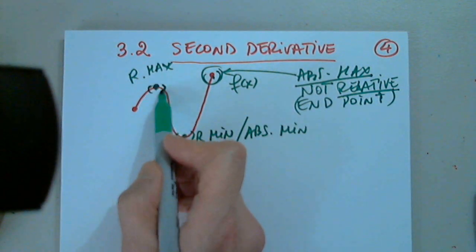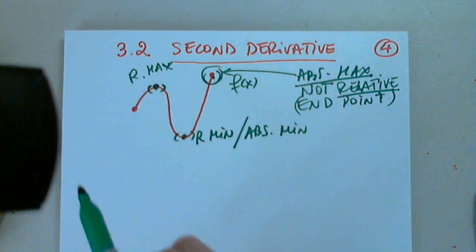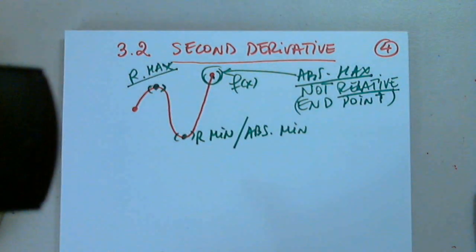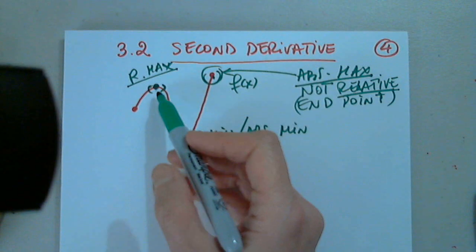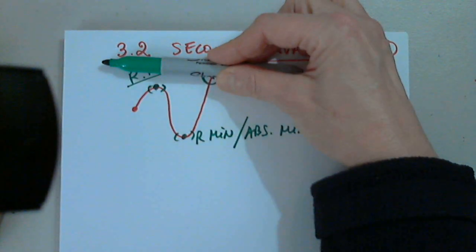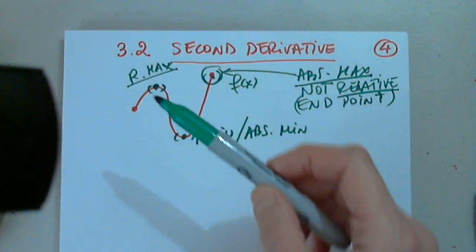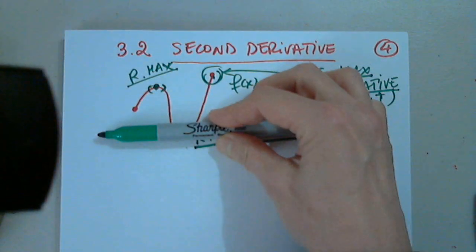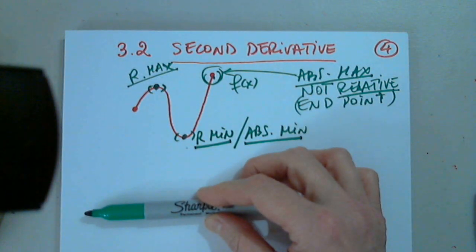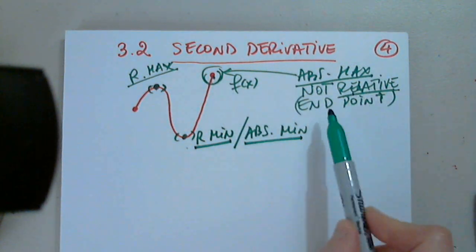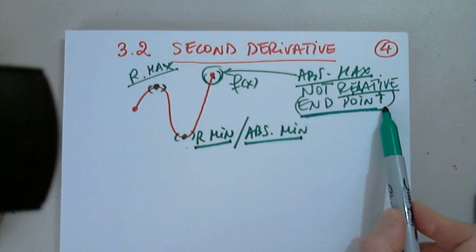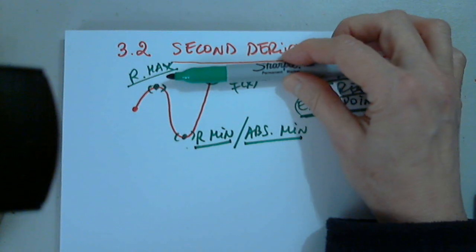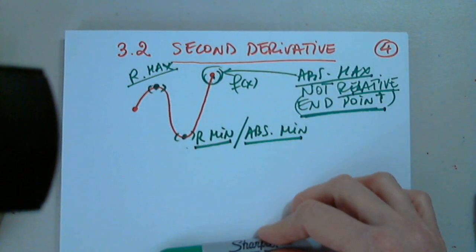Here I can show the open interval. The function exists on both sides. That's why this is relative, but not absolute because there is something higher than it. This one happens to be relative, but also absolute because there is nothing lower than it. This one cannot be relative because it's at the end point of the interval, but it can be absolute if it's the highest or the lowest.